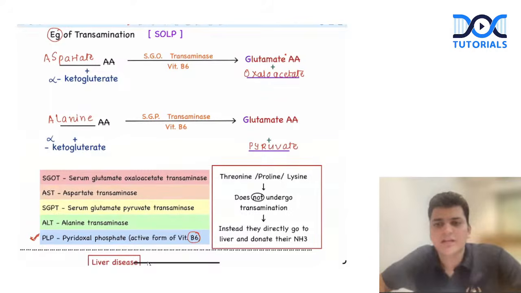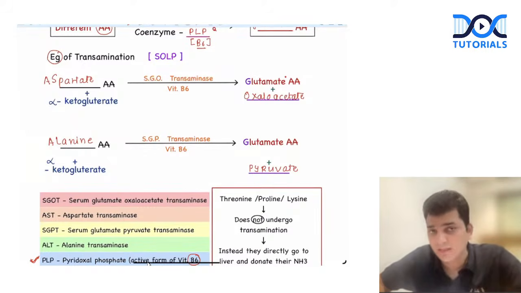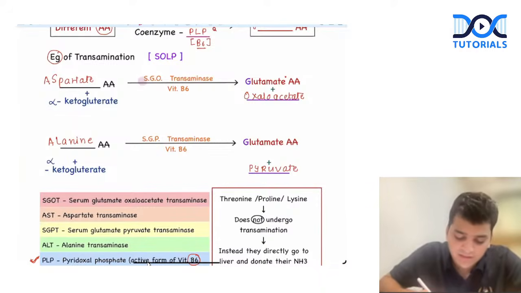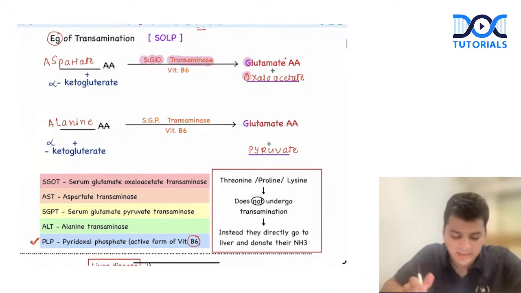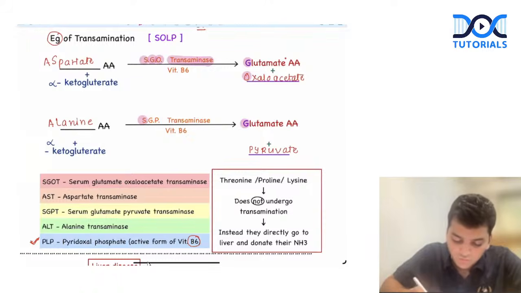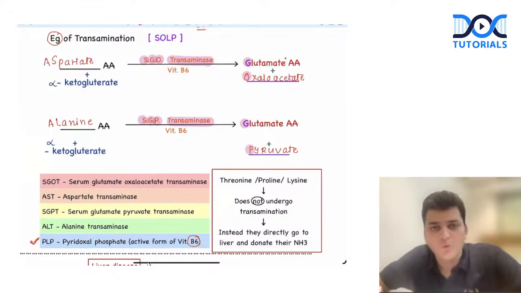Now, why are these reactions clinically important? The name of the enzyme is going to be transaminase, but if I tell you the specific name of the enzyme for the transamination of aspartate, it will be serum glutamate oxaloacetate transaminase, G for glutamate, O for oxaloacetate. In the same way, when you do the transamination for alanine, it is serum glutamate pyruvate transaminase. So SGOT, SGPT. You must have seen these words in the liver function test report, right?